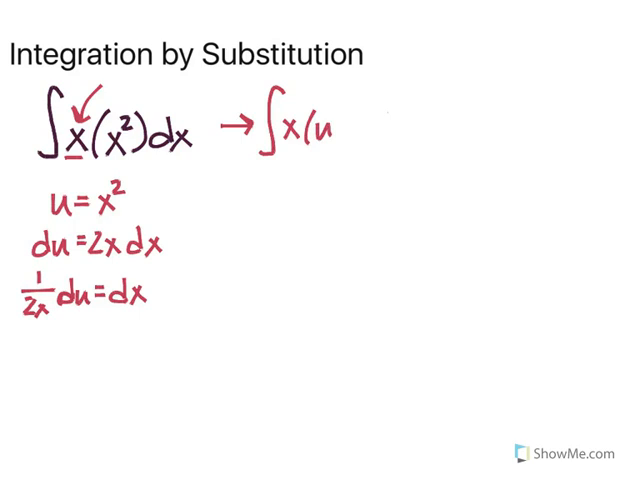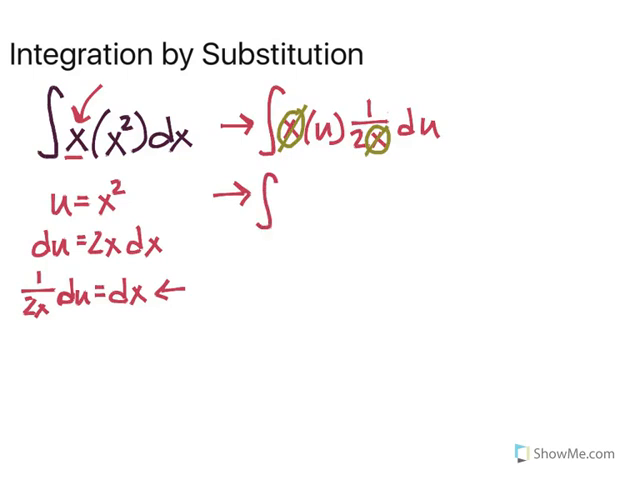Now the x squared part is now u. And dx is now 1 over 2x du. And that came from here. If we look at this really carefully, we can actually see that this works in our favor. This x right here and this x actually cancel each other out, right? So we're going to cross them off.